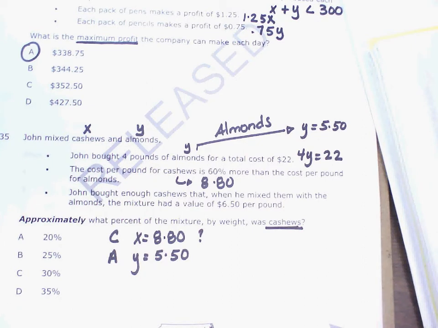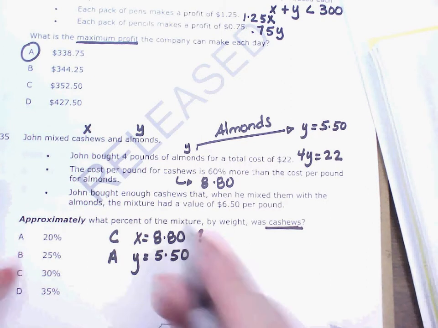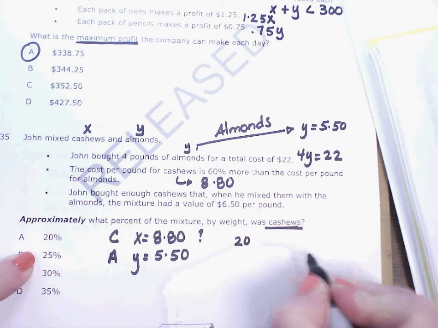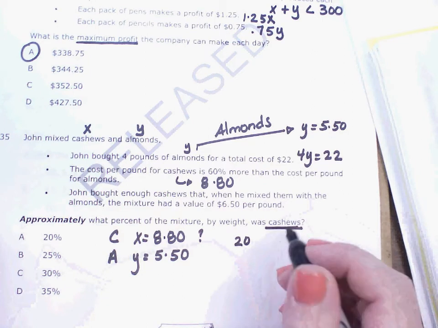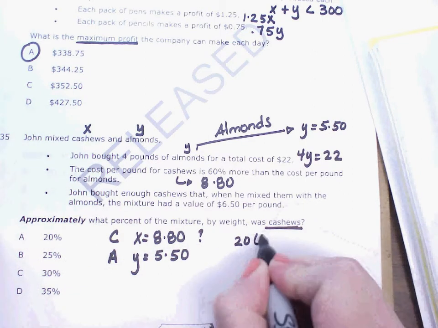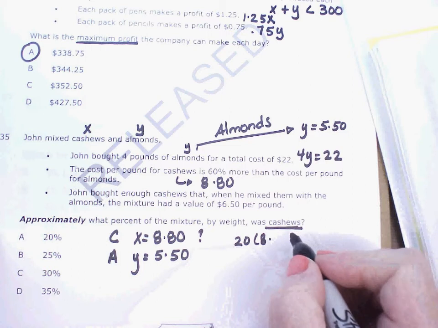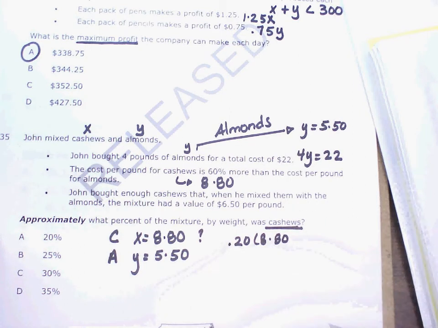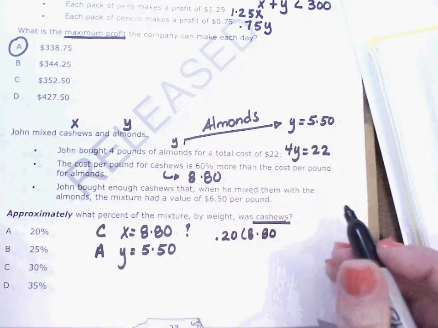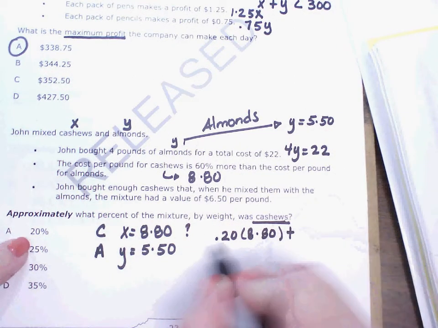If it's 30 of cashews, then it's 70 of almonds, and then work out the math and see if it gives you 650. Does that make sense? All right, so let's try the first one. 20, because these are X's, so this would be 20 of 880, and that would be 0.20, because it's percent. Plus, if this is 20%, the other one has to be 80%, and then the other one is 550, right?